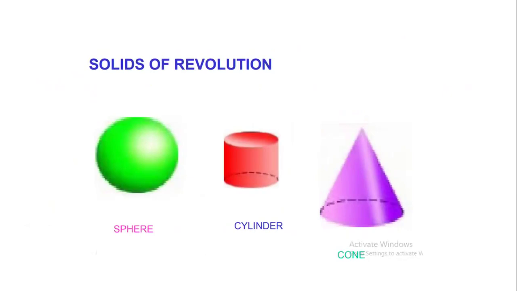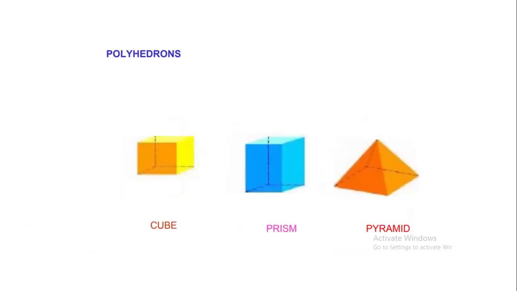As I told you, there are different classifications of solids. The first one is solids of revolution. Here we have three different categories of solids: sphere, cylinder, and cone. These come under solids of revolution. The next one is polyhedrons. A solid object that has multiple faces or multiple sides is classified as a polyhedron. The cube, prism, and pyramid come under polyhedrons.